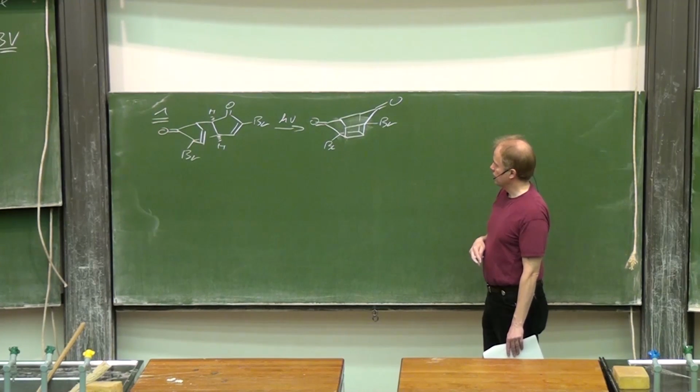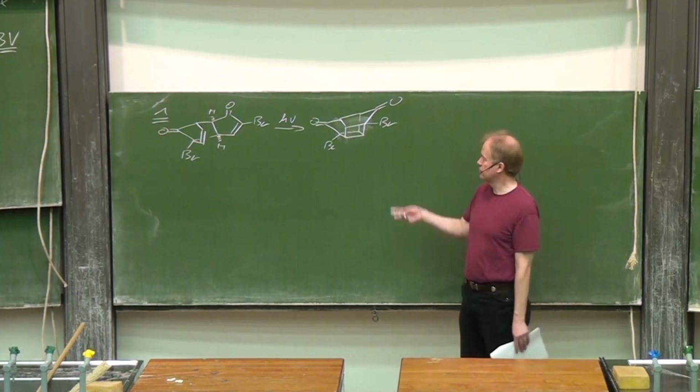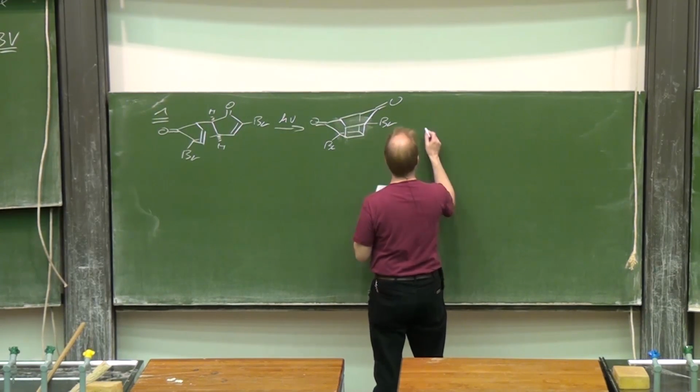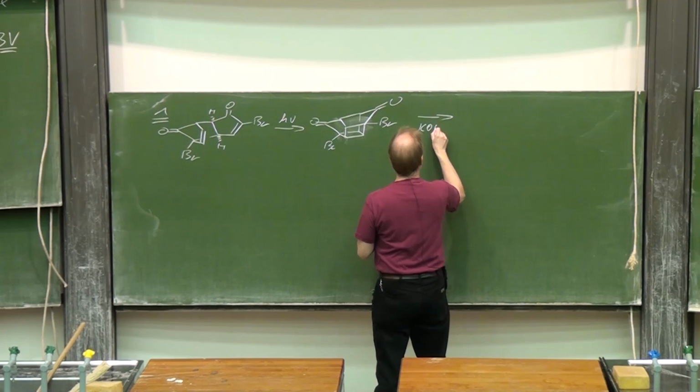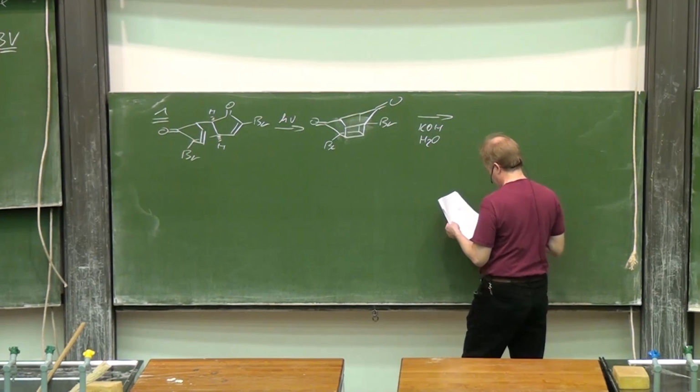So we now need a ring contraction. And we know as an example for ring contraction the so-called Favorskii rearrangement, for which we need ketones, cyclic ketones, with a halide in alpha position. We already have that here. Yeah? And that means, in this case, simply treating it with KOH in aqueous solution.